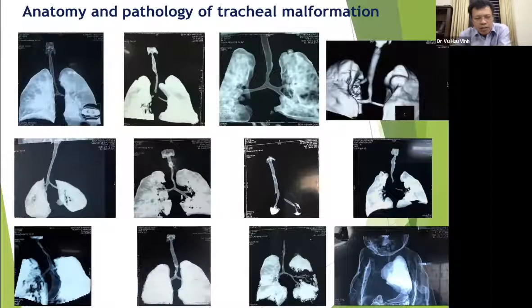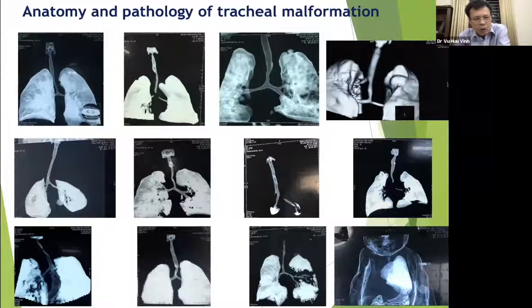First, briefly, as you can see, this is an image of congenital tracheal or bronchial malformation. There are many kinds of shapes. And this is the anatomy and pathology of tracheal malformations. First, we have to talk about the anatomy. In the anatomy, there are several kinds of congenital malformation.